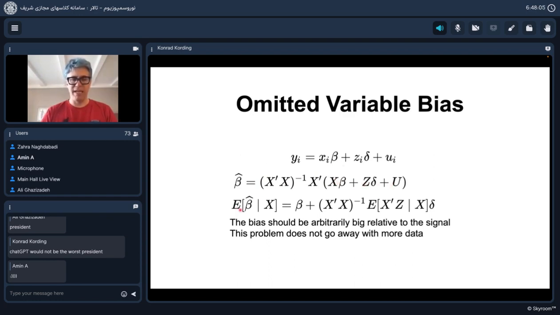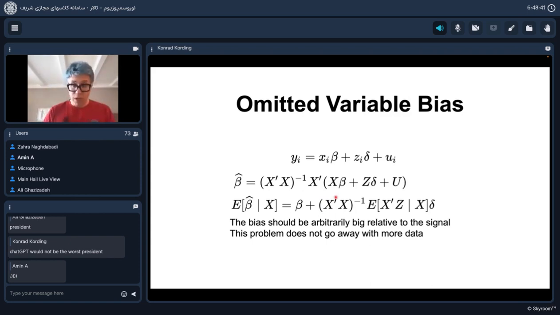Now we can reformulate it. The expected value of what we measure is beta, which is the correct thing, which is great. But then we have a bias. The bias looks just like this part. It's the inverse covariance matrix of x times the covariance of x with z. Now look at this. Let's first make sure we understand that.